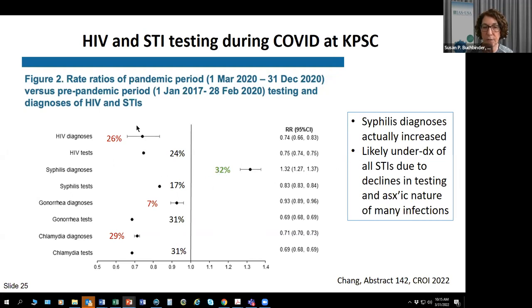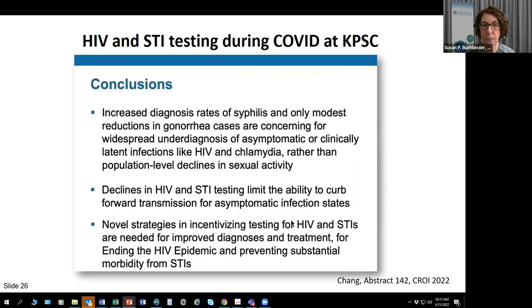And so what that suggests is that there's probably an underdiagnosis going on in HIV and chlamydia in particular due to reductions in testing. And so the authors concluded that the increased diagnosis rates of syphilis and only modest reductions in gonorrhea cases are concerning for widespread underdiagnosis of asymptomatic or clinically latent infections like HIV and chlamydia, rather than that there was a population level decline in sexual activity. And that declines in HIV and STI testing limit the ability to curb forward transmission for asymptomatic infections. And that's particularly problematic if we want to end the HIV epidemic and the STI epidemic.